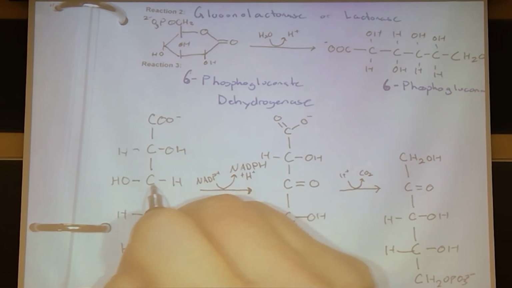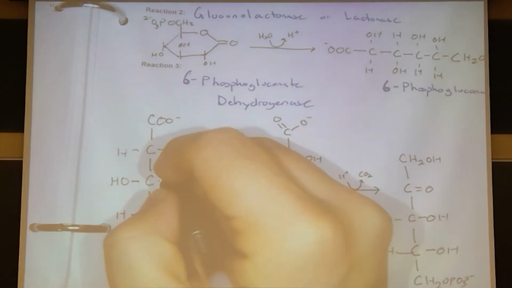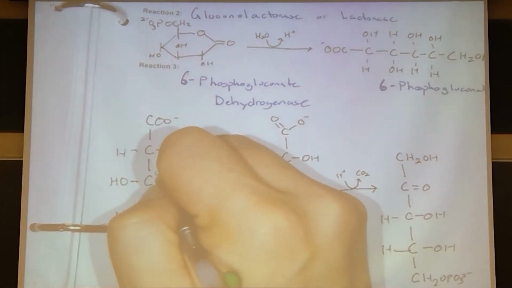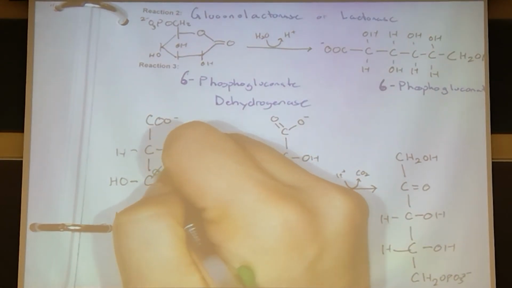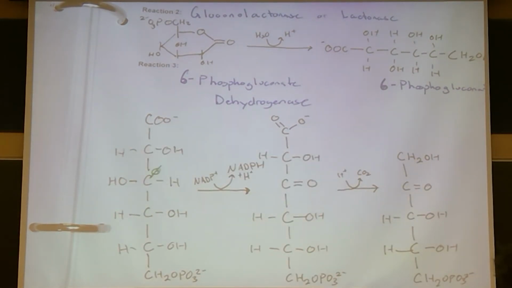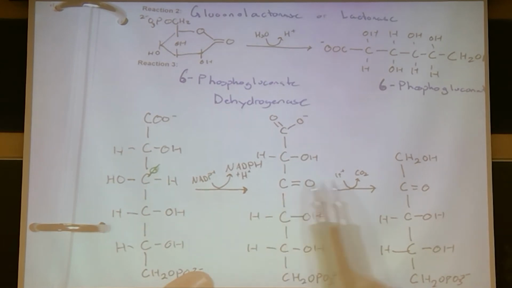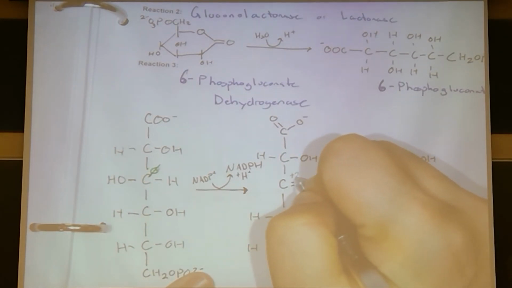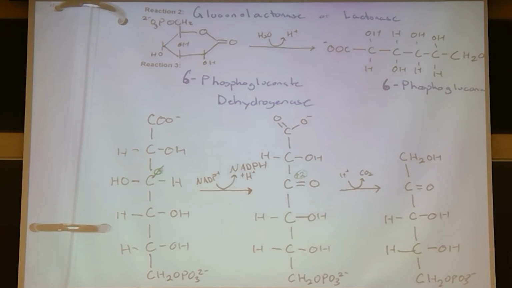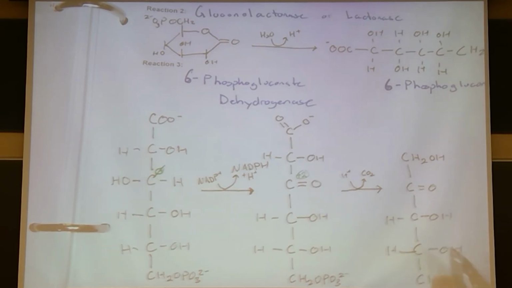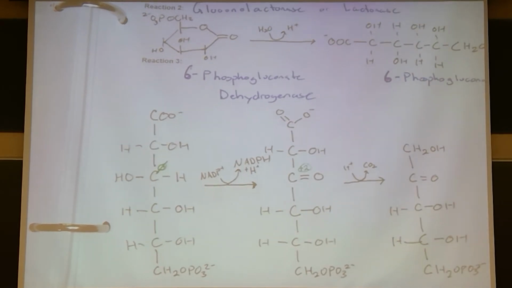What's our oxidation state here? 0, right? We have no charge. Oxidation state of 0, right? Oxidation state here, plus 2, so we have a loss of 2 electrons. So again, this would be a 2 electron oxidation of 6-phosphogluconate, or you can say a 2 electron reduction of NAD plus.